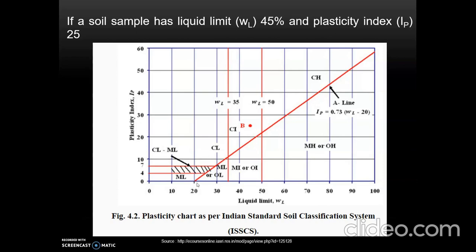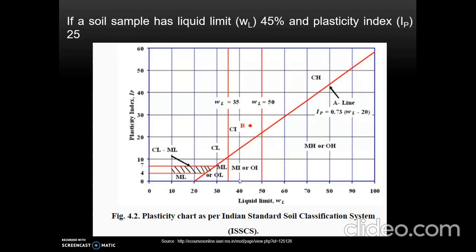A line starts from liquid limit equal to 20. If we substitute liquid limit values in this equation, that is IP equal to 0.73 (WL minus 20), we will be able to get the values of plasticity index corresponding to the values of liquid limit. So, the A line will start from liquid limit value equal to 20. Then we will have to know what the IP value is for liquid limit equal to 30. If we substitute liquid limit equal to 30, we get IP value equal to 7.